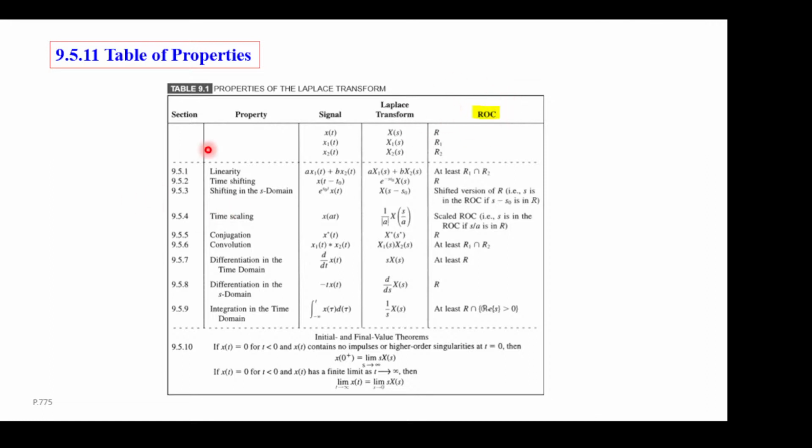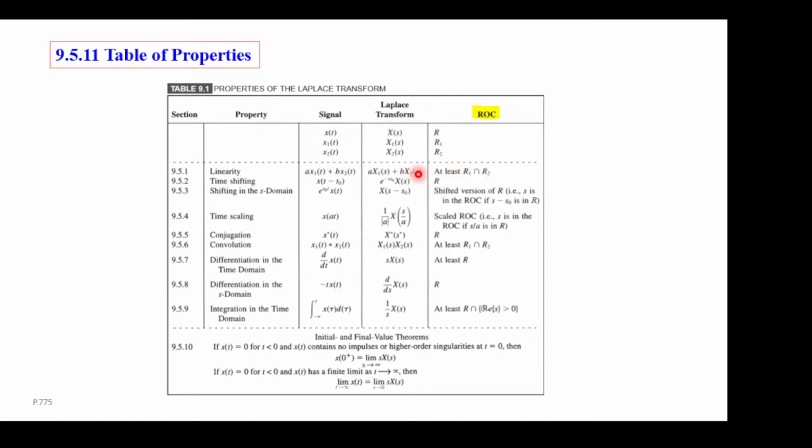Unlike the Fourier transform, in the Laplace transform there is an ROC, and when you apply any of the properties, you need to think about how the ROC changes. Just look at the linearity: a small x1 plus b small x2 Laplace transforms to a big X1 plus b big X2, but the ROC usually has this form, the intersection between R1 and R2. You want big X1 to converge and big X2 to converge.